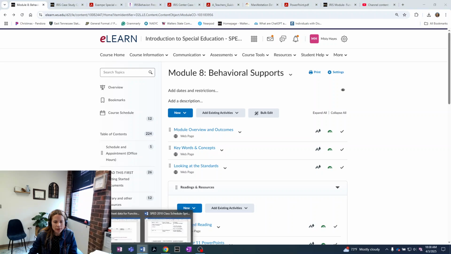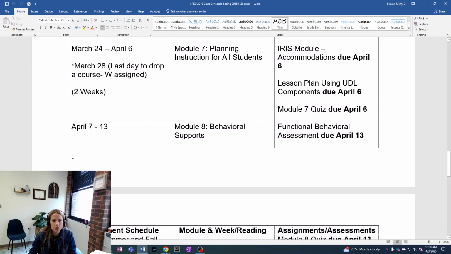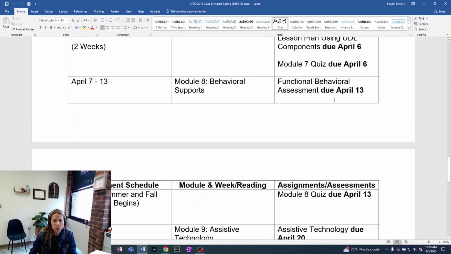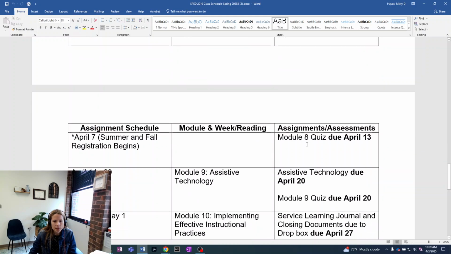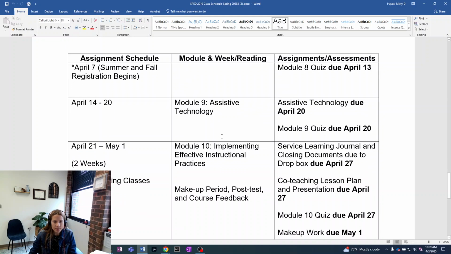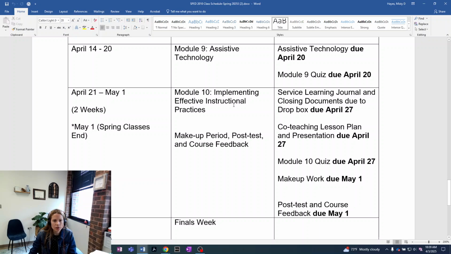I want to first open up by looking at our schedule so you can see where we are. April 7th through 13th, you are working on behavioral supports. We're going to learn about functional behavior assessment and why that's important in the classroom, and how you collect data, how you really figure out what's going on with a student. Then the following week, which is next week, we're going to be working on Module 9. And then lastly, Module 10. Module 10 is a 2-week period of lessons because there's a lot going on. Module 10 is all about how you implement effective instructional practice.